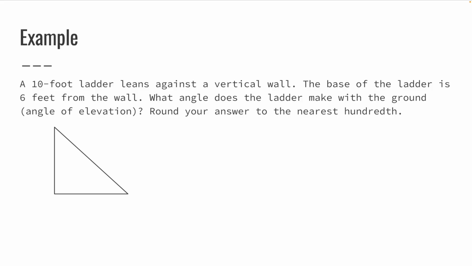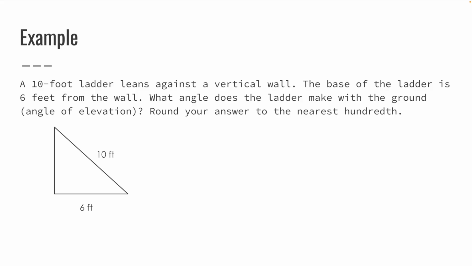So I draw a right angle triangle and I'm going to label what I know. A 10-foot ladder leans against a vertical wall. So this side is my 10-foot ladder, and it's leaning against a wall. The base of the ladder, or the bottom of the ladder, is 6 feet from the wall. So I'm going to label that as 6 feet.